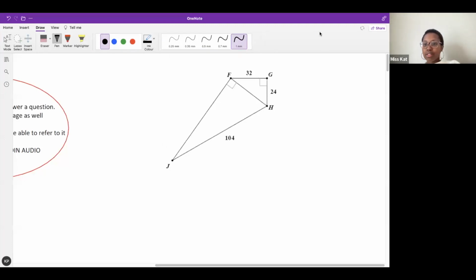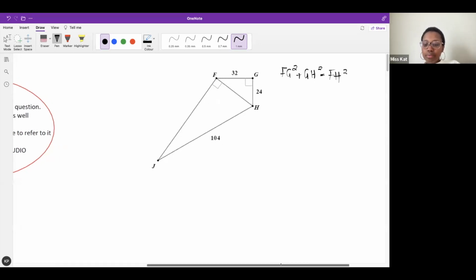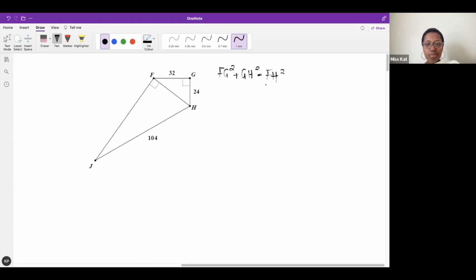So first you're going to say FG squared plus GH squared equals FH squared. Beautiful. My reason? I don't like my reason. Whose theorem is this? It's Pythagoras. Just Pythagoras. Yes, there we go.